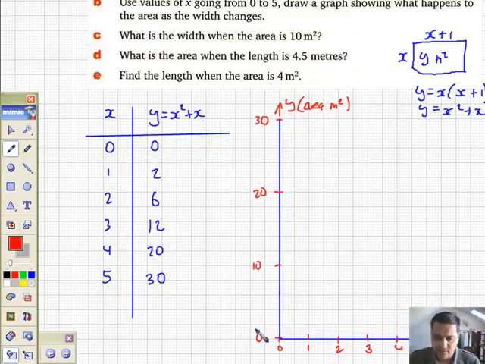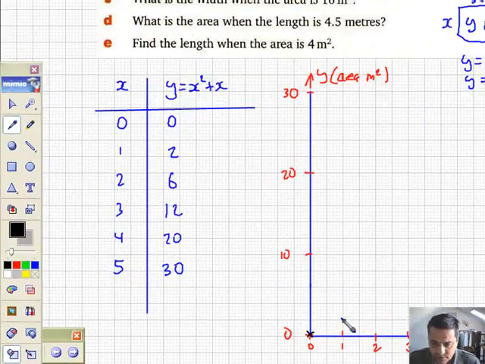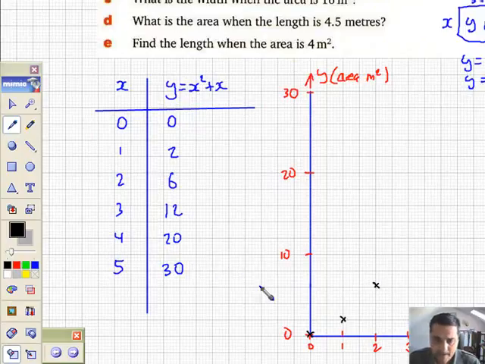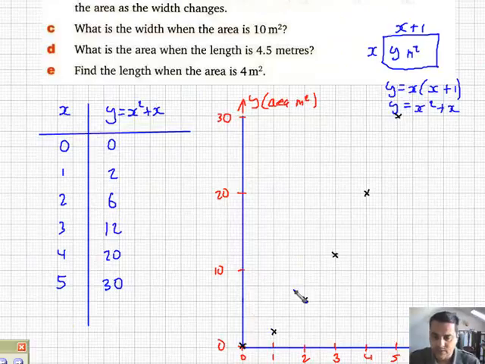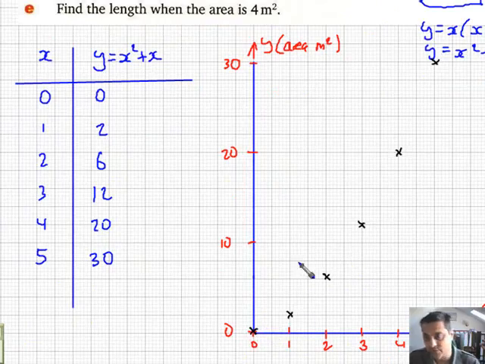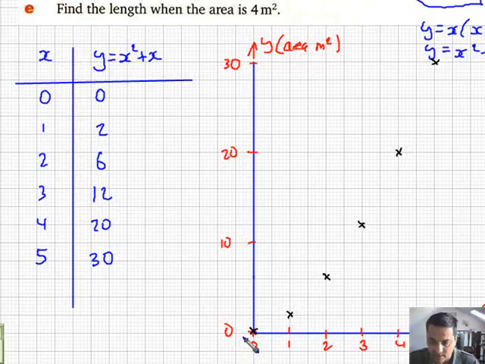So we're going to get plotting straight away. 0, 0, very, very easy. Let's just go for another colour. 0, 0, 1, 2, 2, 4, 6, so that's there. 2, 6, that's going to be there. 3, 12, it's going to be there. 4, 20, there. And 5, 30, oops, right there, I've crashed into my equation. Let's try and draw a lovely straight line graph. Well, no, sorry, it's a curve, obviously, not a straight line.